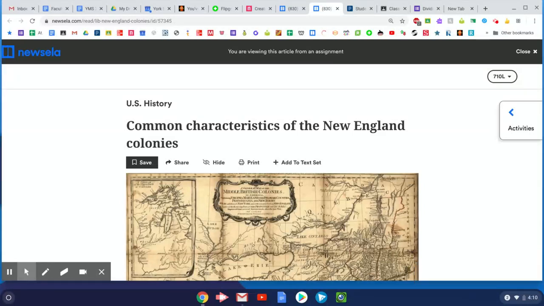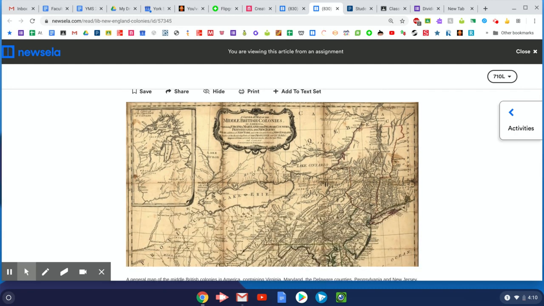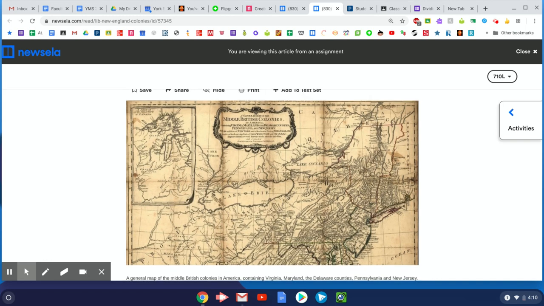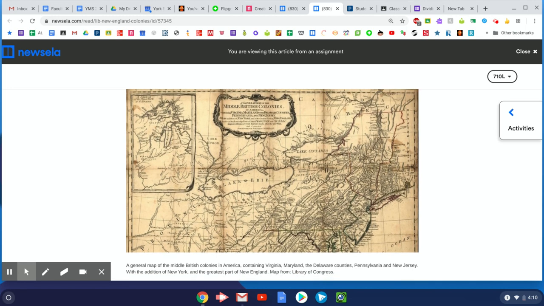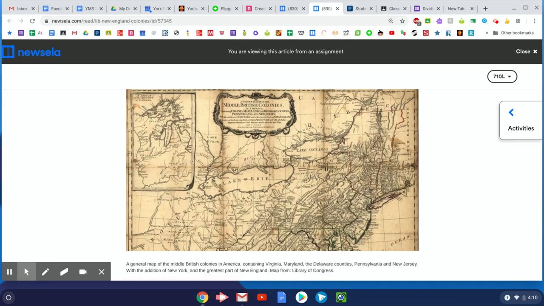Today's article is called Common Characteristics of the New England Colonies. So we stay on our New England colonies that we started yesterday. You see here at the top of the article a wonderfully old and detailed map of the colonies. Take a closer look at that. Do you see any features and landforms that you recognize?